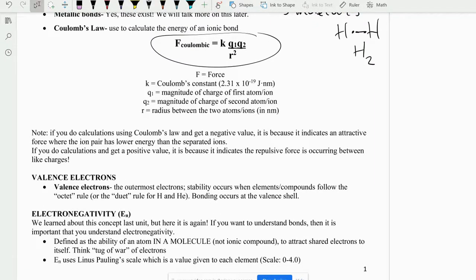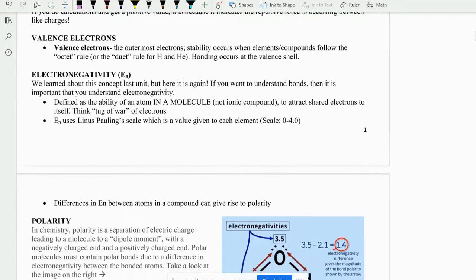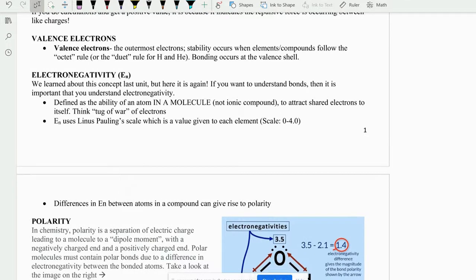Remember, we learned that negative values are oftentimes going to be favored. So if you're doing Coulomb's law and you get a negative value, it's because you're doing a calculation involving a positive cation with a negative ion, and therefore an attractive force. If you get a positive number, you're indicating probably a repulsive force between two like charges. So understanding bonding, we need to review some more vocabulary here.